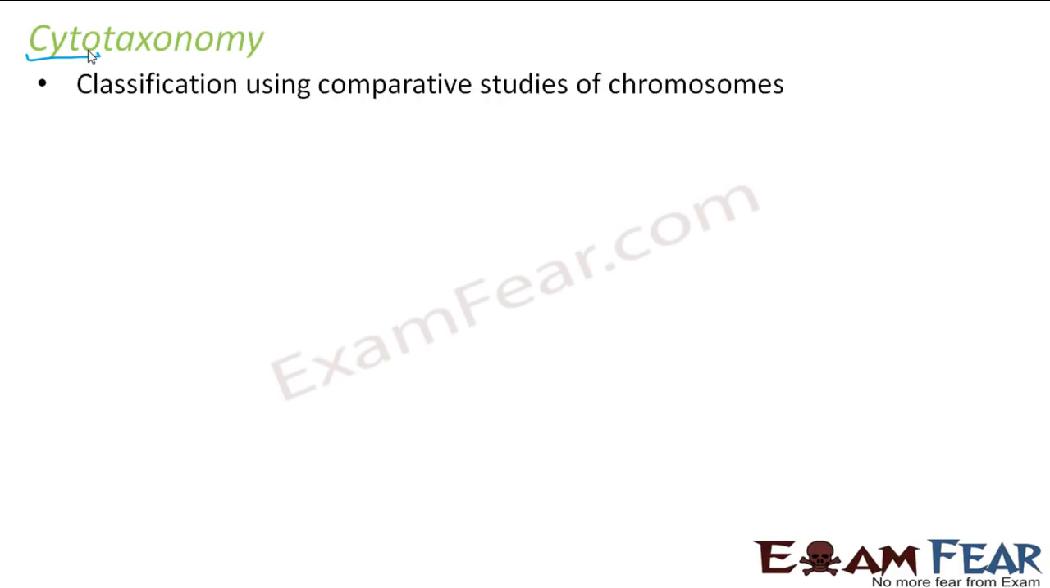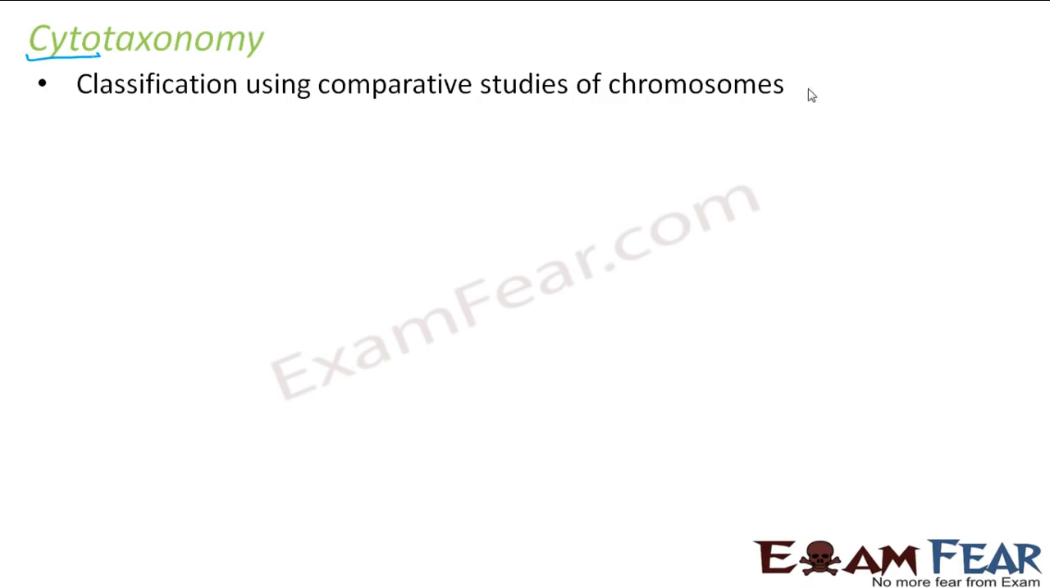Now when I say related to cell, what can it be? It can be anything related to the number of chromosomes present inside a cell, or the way cell division takes place inside a cell. So all those things. So this is a classification using comparative studies of chromosomes. So here we will basically focus on chromosomes. When I say chromosomes, what do we study about chromosome?